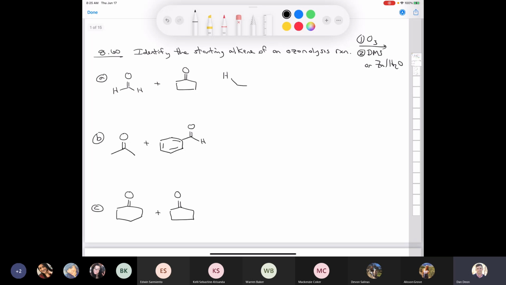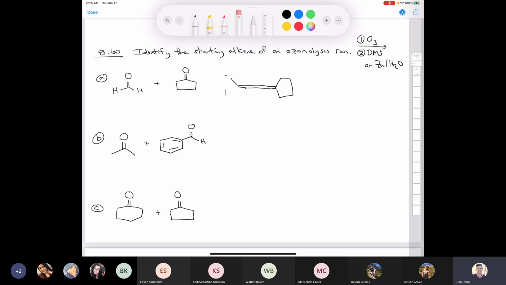So let's draw the formaldehyde molecule. Take the two of them and point them towards each other with the two oxygens pointed towards each other like that. You erase the oxygens, and then you connect the double bonds. This is Mr. Dion's skill builder. And there's your starting alkene. Now that is drawn, it looks ridiculous, but that's the idea.